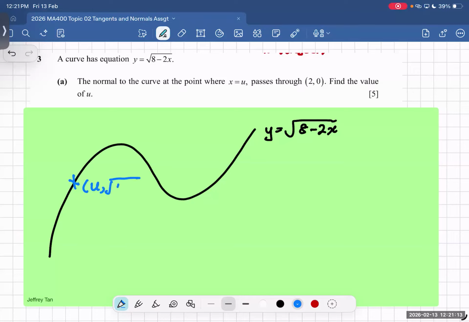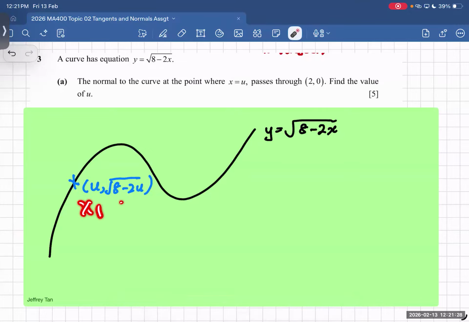Okay, so this is 8 minus 2u. Understand? Because I substitute u inside 8 minus 2x. Now, what am I doing here, guys? This is x1, y1. It's just a familiar tangent and normal equation.